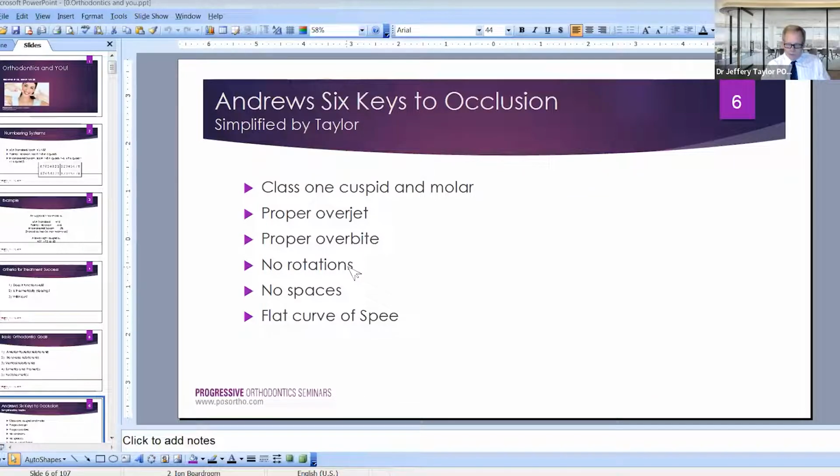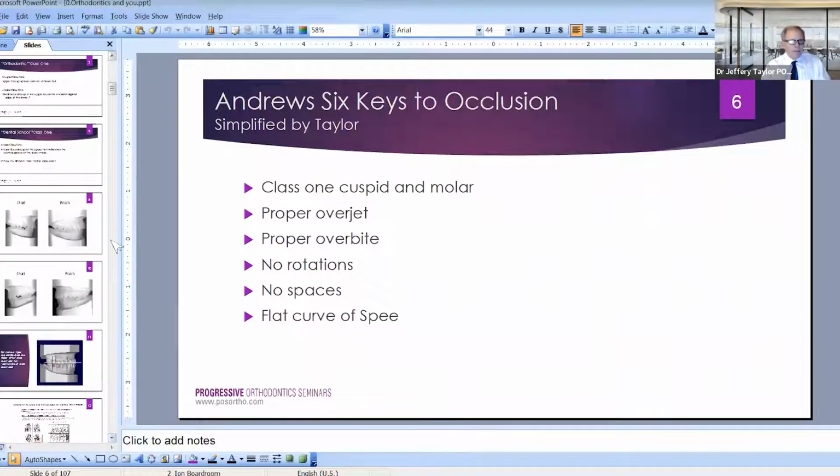And all the teeth should be rotation corrected, and there should be no spaces present in either arch. And we always treat to a flat curve of Spee. This is one of the mysteries of orthodontics, at least to me, because everyone has a curve of Wilson and a curve of Spee, but when we treat ortho, we treat to a flat curve of Spee. And seeing patients for 40 plus years, I can tell you that the curve of Spee usually relapses in almost all patients. So the fact that ortho treats it to a flat curve of Spee is still somewhat of an oddball thing to me, but that's how we do it in ortho.